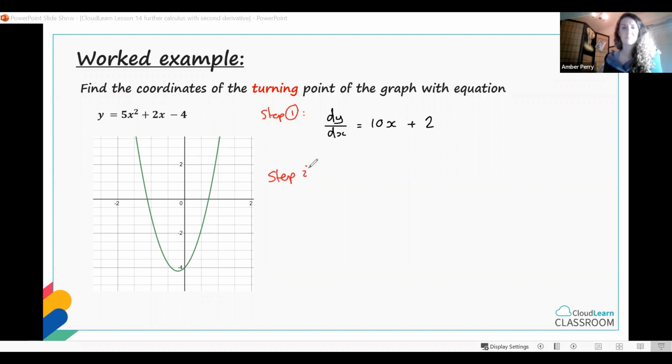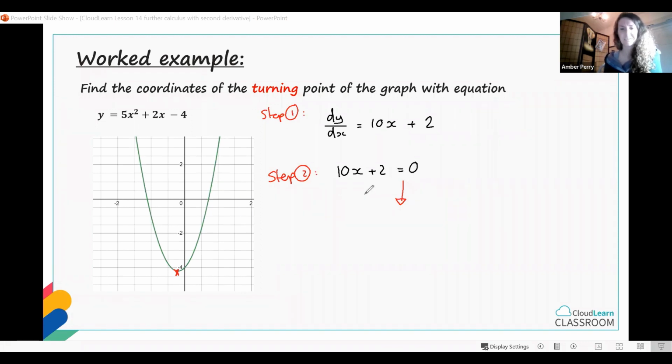Step 2, we need to find the turning point, and the turning point is this exact point where its gradient is 0, okay? So we set the gradient to 0, 10x plus 2 equals 0. In exams, you literally get a whole mark just for writing the equals 0 bit, because it shows that you understand that the gradient is 0 at the turning point. So it's a really nice little free mark that you get just for writing that equals 0 bit there, okay?